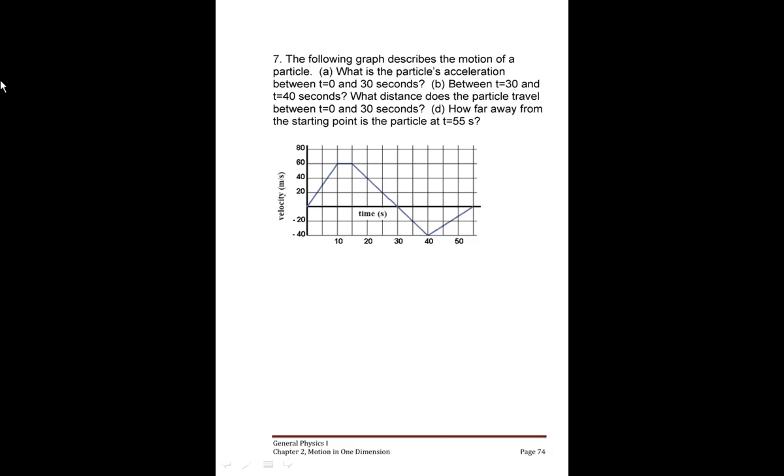For part A, to find the acceleration, I need to find the slope between 0 and 30 seconds. Between here and here. That is, what is the slope of this line? All right, and the slope is 0. You could also say, what is the average acceleration between 0 and 30? All right, and that would also be 0. That is, what is delta V over delta T? And that's also equal to 0. It's the same thing.